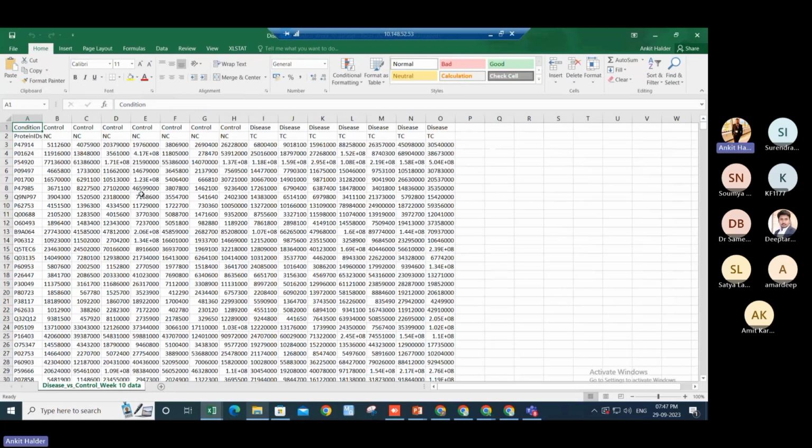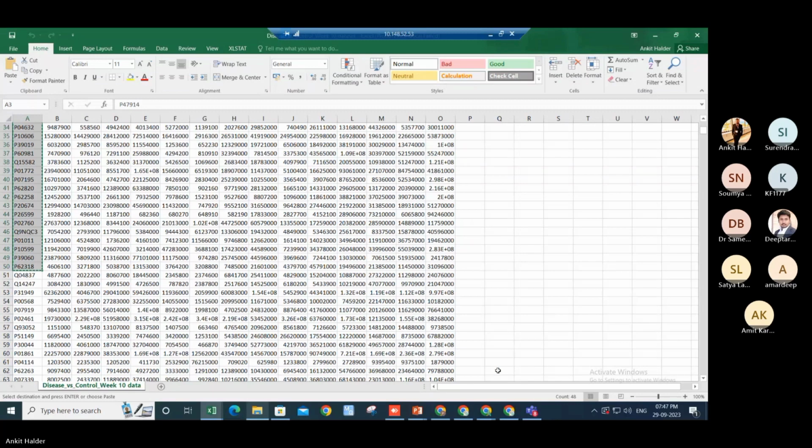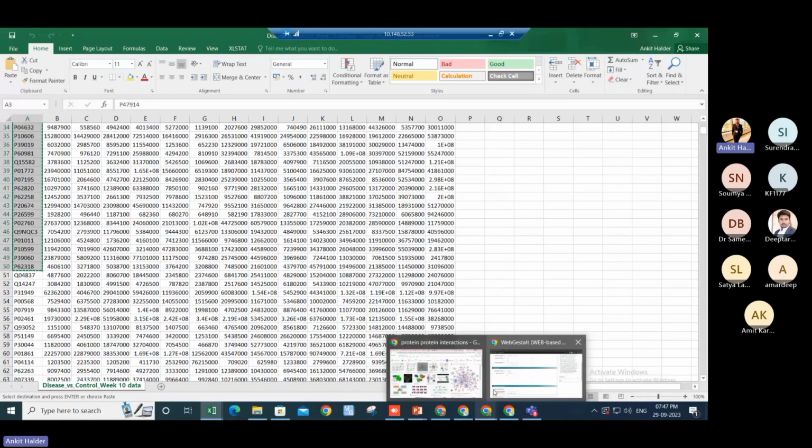You will find the differentially expressed proteins, and then you will do the pathway analysis to find the perturbed regions. Here also we can do that step, but just for demo purposes I'll take some random proteins and show how it works in this WebGestalt. So now I will just enter.